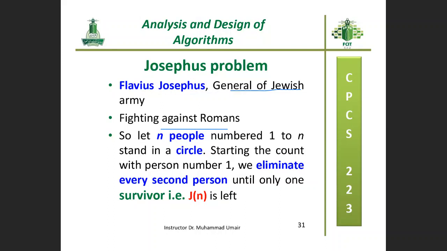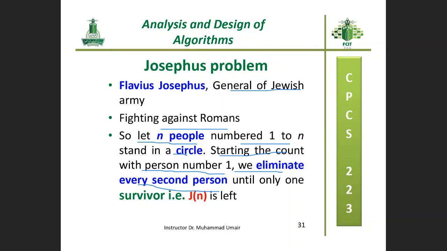Okay, so if we have n persons, they will be labeled from 1 to n in a circle, starting the count with the person number 1, and we eliminate every second person until only 1 is left. That will be declared as the survivor. Now this is up to them how they will place themselves, and once they are settled down, they will start from 1 and he will kill the neighbor 1. Is it clear? What was the game?